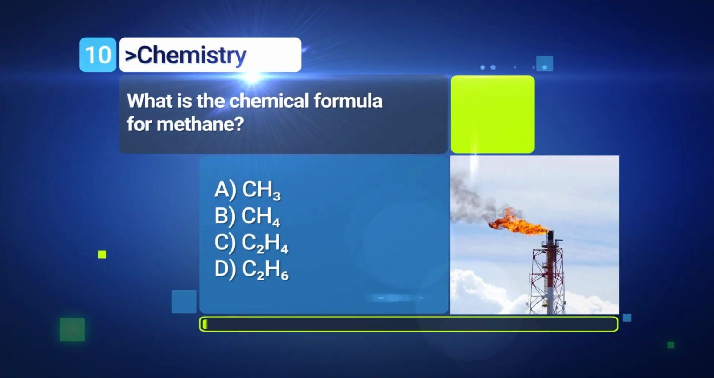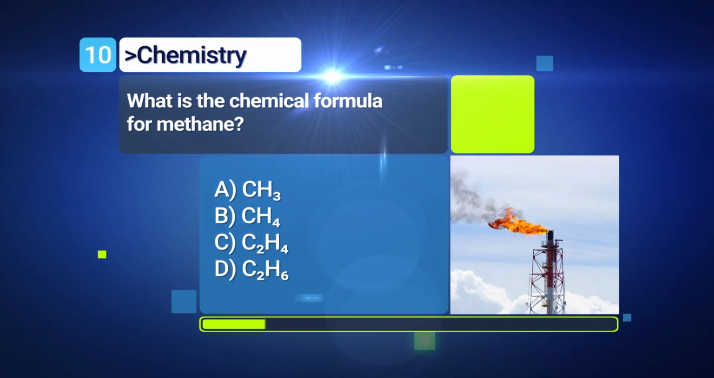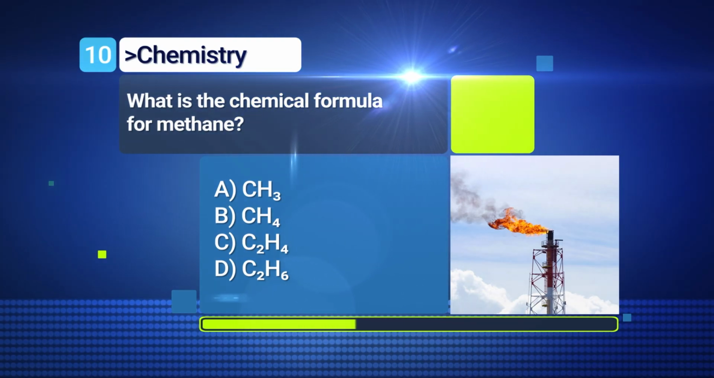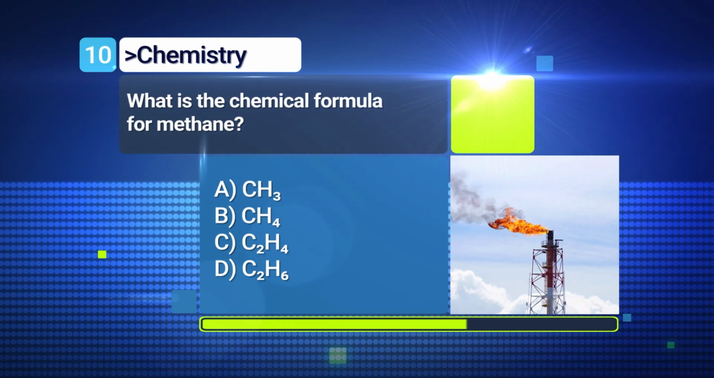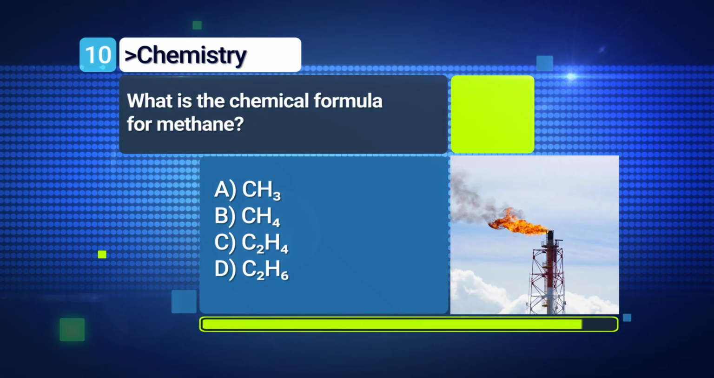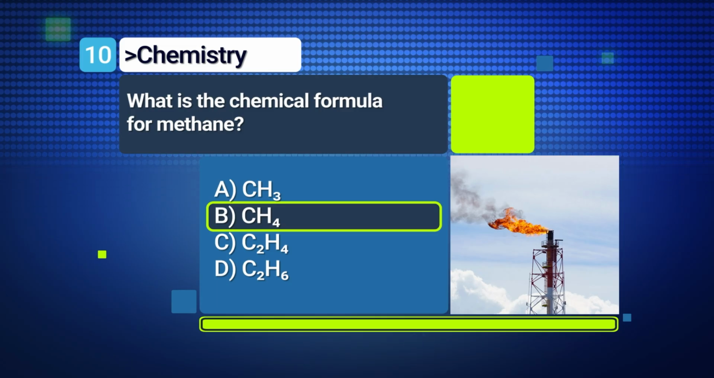Question 10. What is the chemical formula for methane? A. CH3. B. CH4. C. C2H4. D. C2H6. Answer: B. CH4.